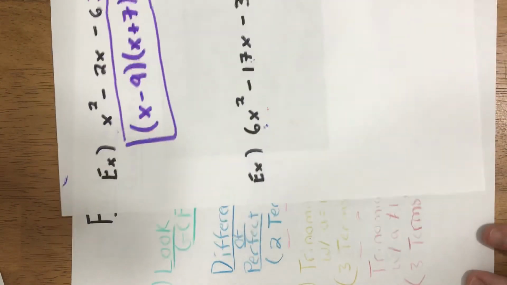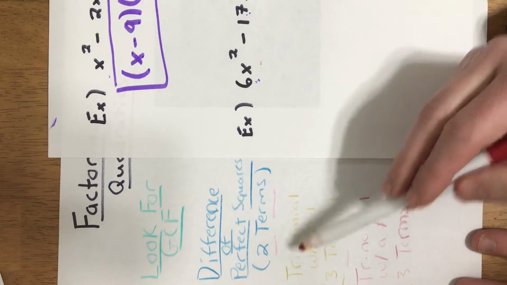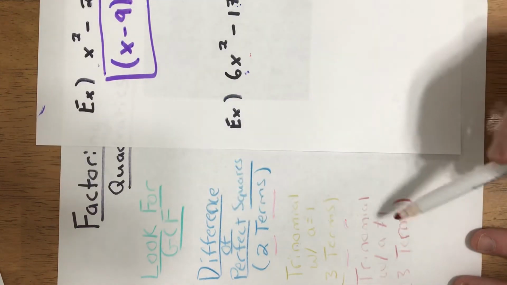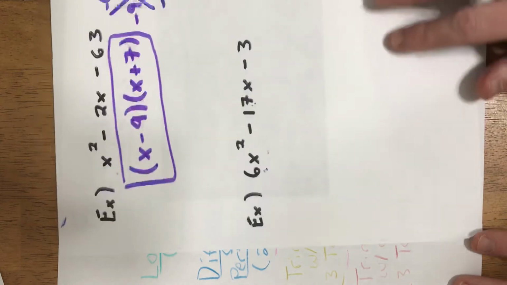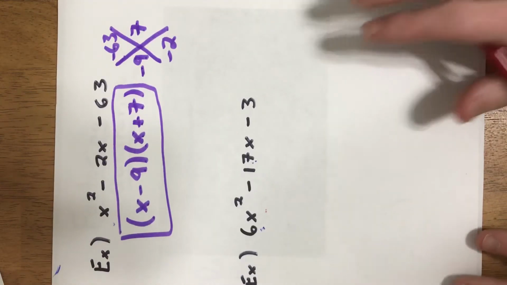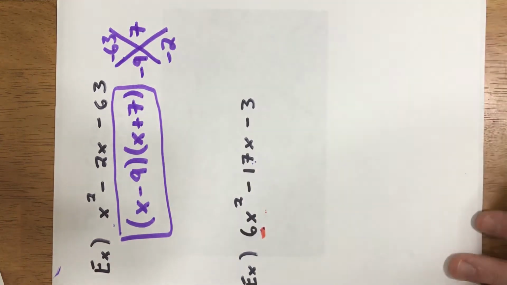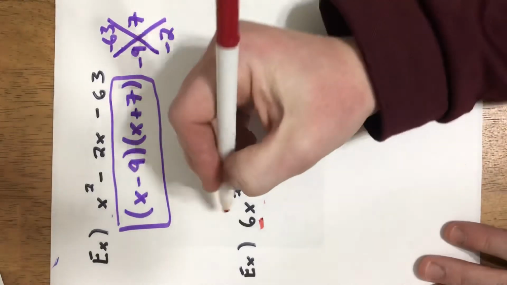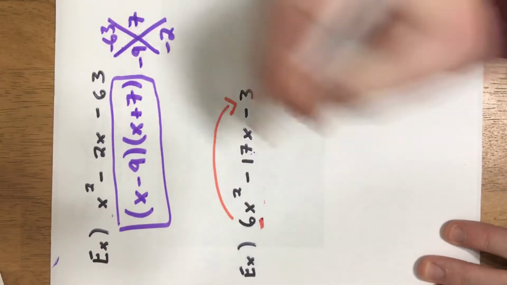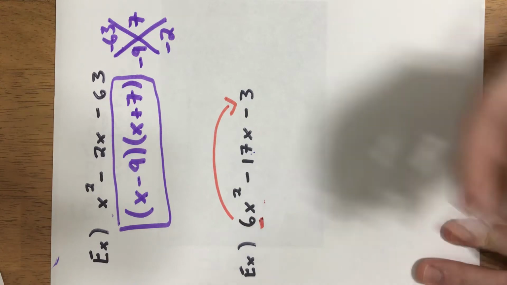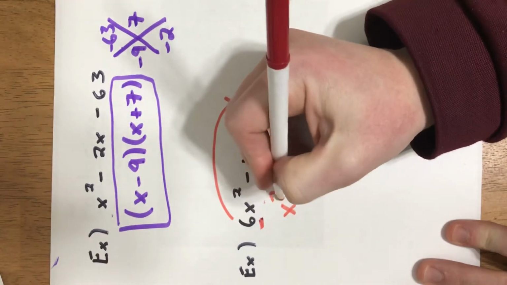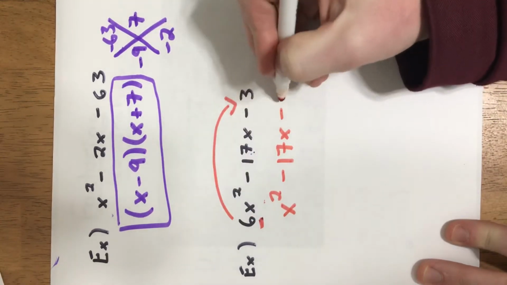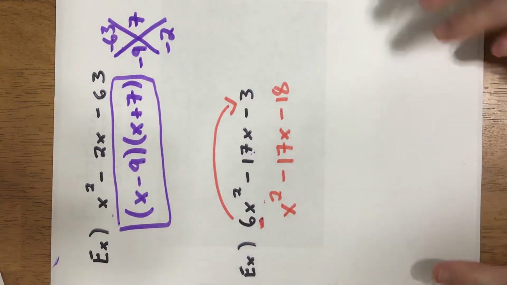So now I'm going down to either step 3 or 4. This is either a trinomial where a is equal to 1, which is the x method, or when a is not equal to 1, which is going to lead me to slip and slide. In this case, you should see we have a 6 here. That means that we have to use our slip and slide method. So we're going to slip our 6 to our negative 3, or multiply it. So this is where I have x squared minus 17x. 6 times negative 3 is negative 18.